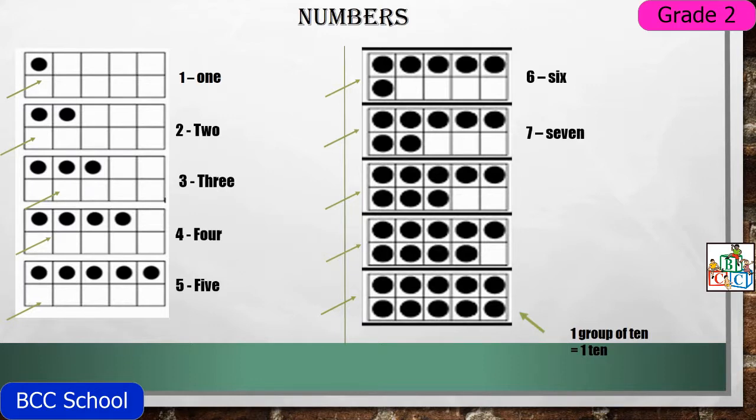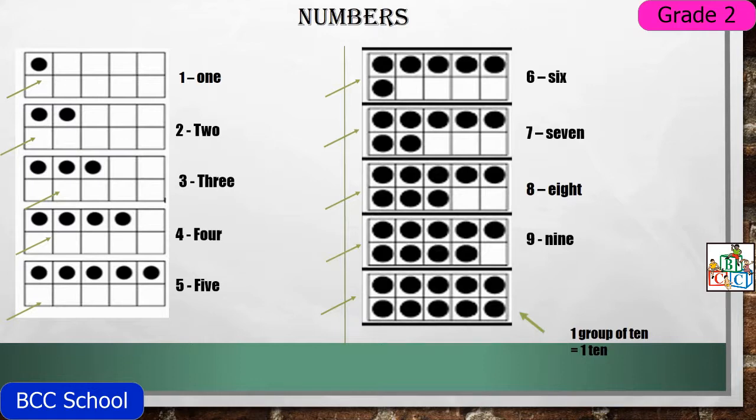And the other one? We have 8 dots. That is, it represents 8. E-I-G-H-T, 8. And the other one, we have 9 dots. The 9 dots represent 9. N-I-N-E, 9. Then finally we come to the 10 dots.